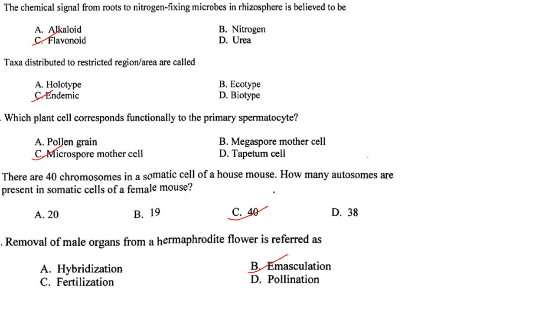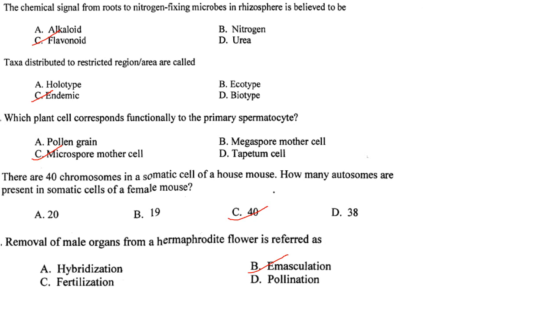Then, which plant cell corresponds functionally to primary spermatocyte? The microspore mother cell or microsporocyte. Both primary spermatocyte and microspore mother cell are diploid cells with the capacity to divide meiotically. So the answer is microspore mother cell.